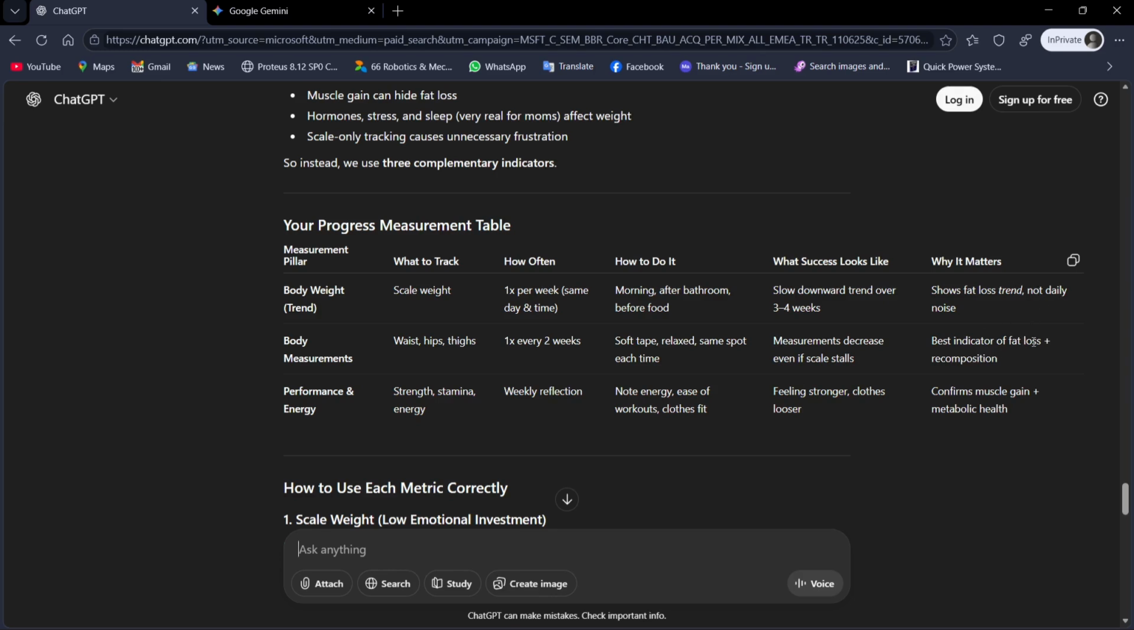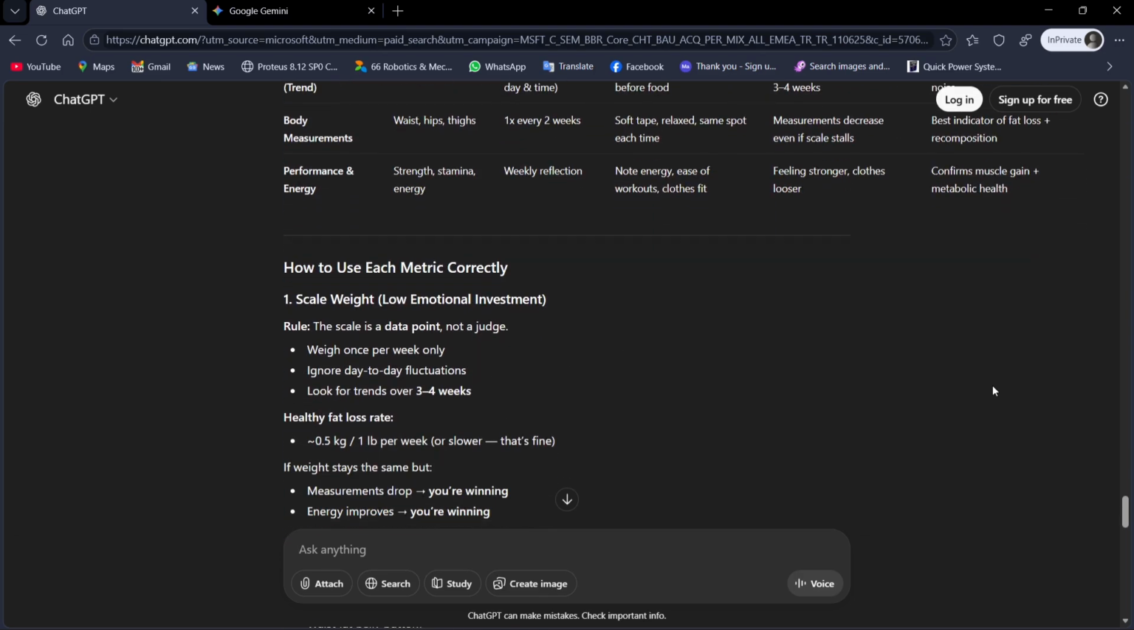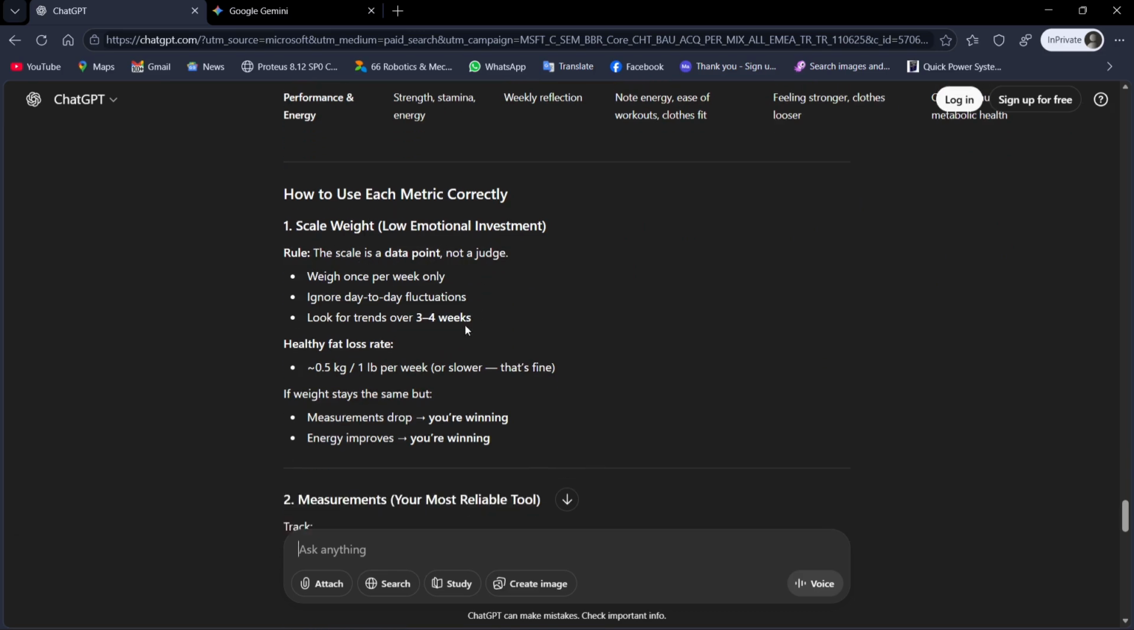Best indicator of fat loss plus recomposition: firm muscle gain plus metabolic health. How to use each metric correctly: scale weight. So the scale is a data point, not a judge. Weigh once per week only. Ignore day-to-day fluctuation. Look for trends over 3 to 4 weeks. Healthy fat loss rate is 0.5 kg to 1 pound per week or slower. That's fine. If weight stays the same but measurements drop, you're winning.